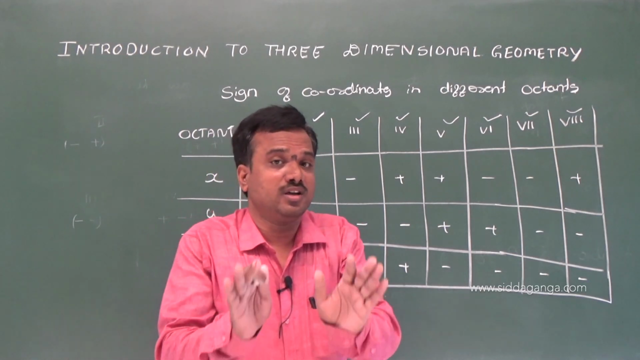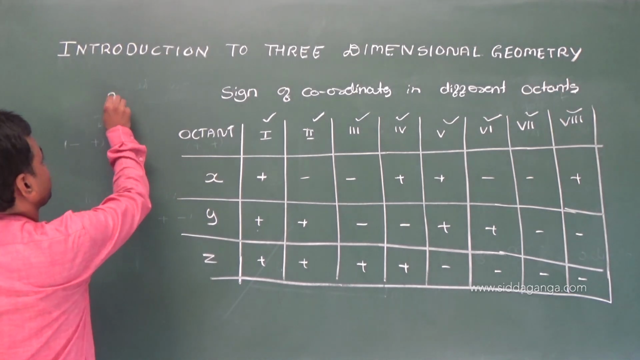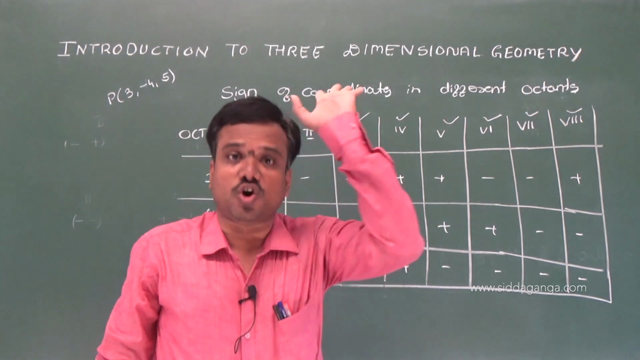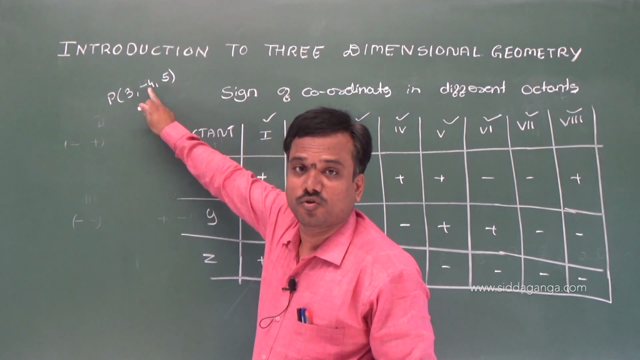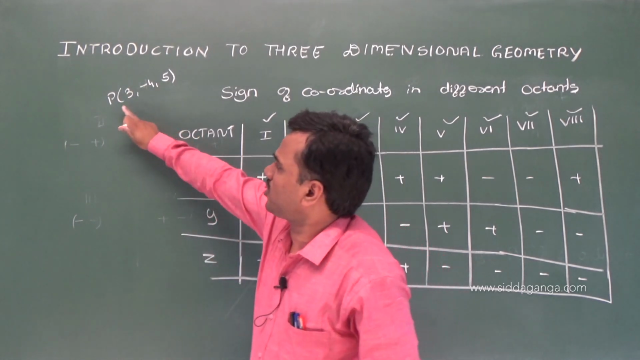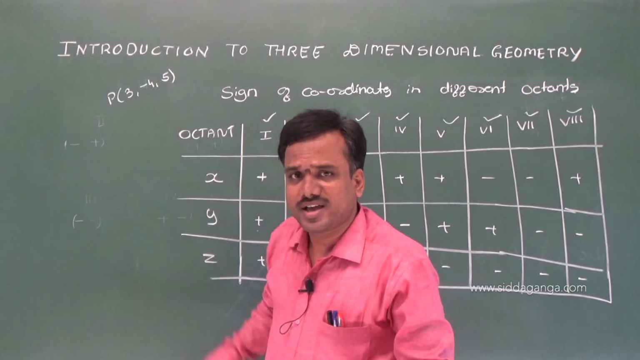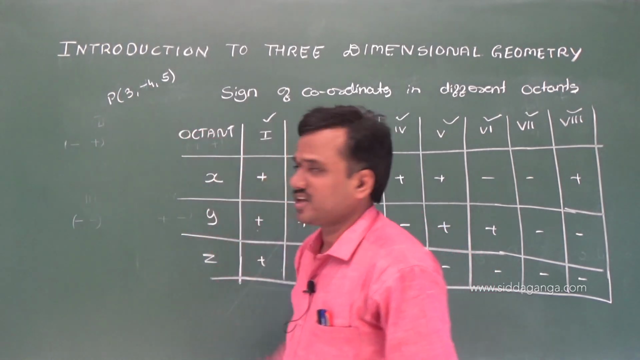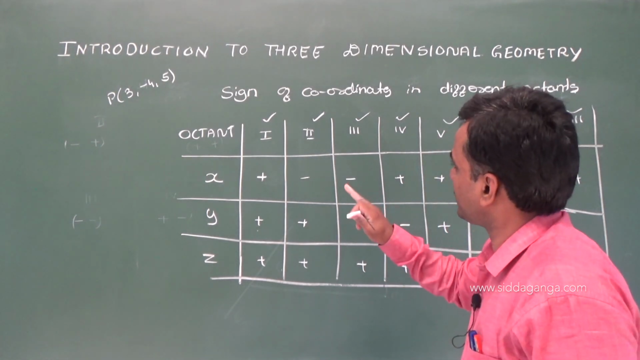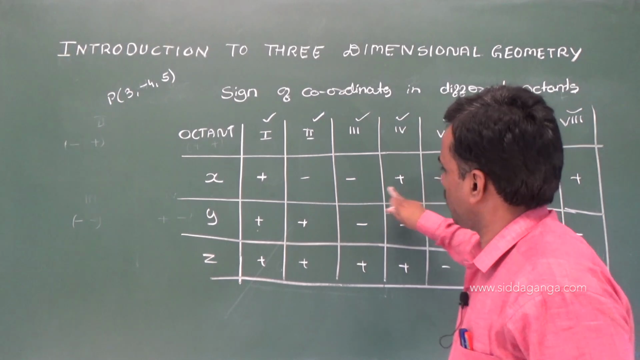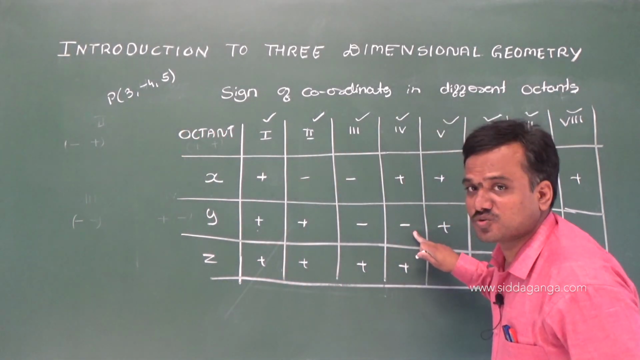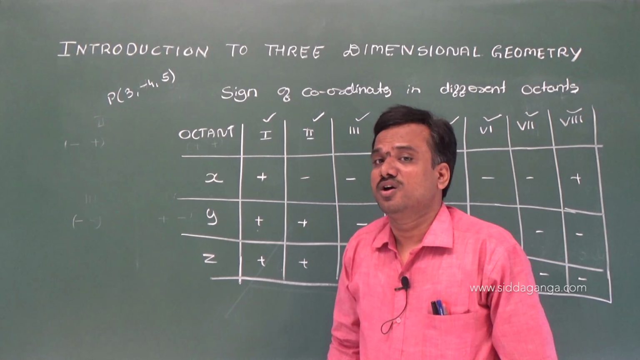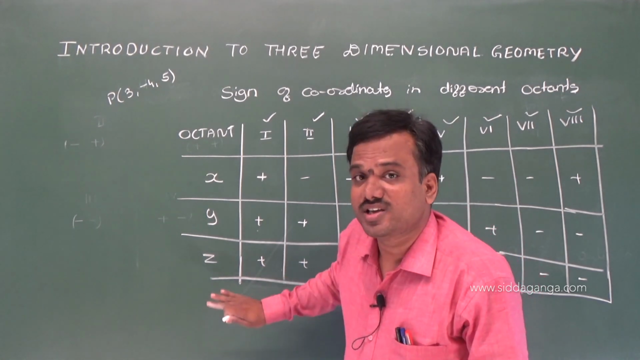In CET or in theory, they may ask: the point P (3, -4, 5) lies in which octant? Let's see a simple example. Observe carefully: x coordinate is positive, y coordinate is negative, z coordinate is positive. It lies in the fourth octant. That's why this table is very important.